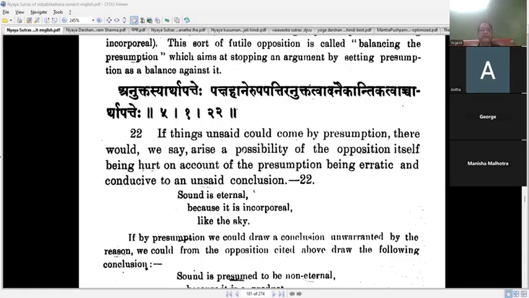Anekanti. So if we are saying that things unsaid or unproved, anuktasya, could come by presumption, arthapatte, then the argument of the opponent will also stand to be negated on account of the presumption being negated and heretic and not conducive to a reason. So the opponent is saying something, and whatever has not been said, if that could come by presumption, then the argument of the opponent is also standing to be negated.